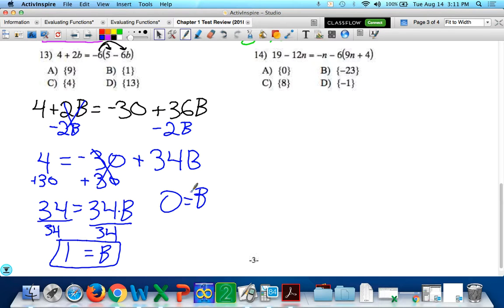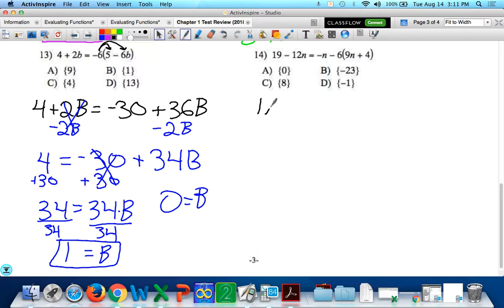I say the word cancel all the time. I really should be better about it. They don't cancel and go away. 34 divided by 34 is 1b. On the left side, 34 divided by 34 is 1. It's not that it's a 0. They don't cancel out. When you add and subtract stuff, that's when they actually go to 0. But when you divide by the same thing that's in front, by that coefficient, it just becomes 1. Okay? Slight difference there. Number 14 works very much the same.